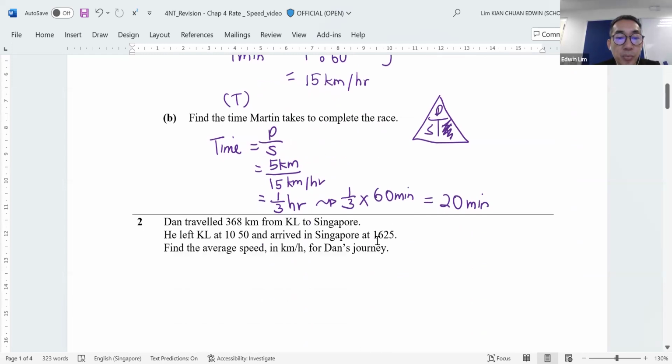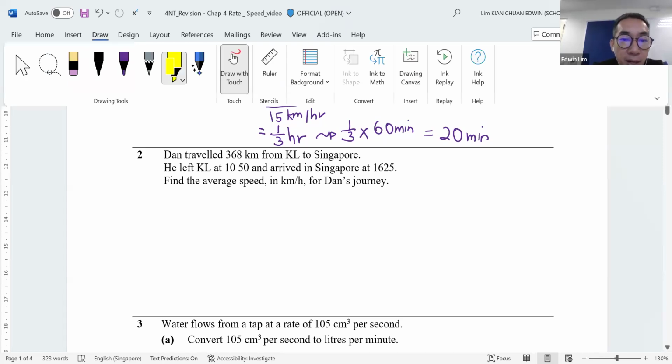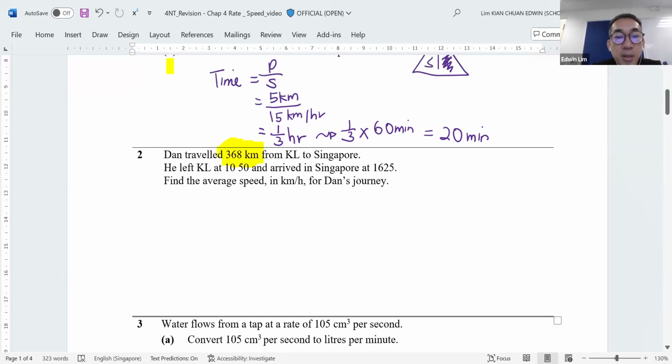Question number 2. Dan travels 368 kilometers from KL to Singapore. He left KL at 10:50 and arrived in Singapore at 16:25. Find the average speed in kilometers per hour for Dan's journey. This question highlights distance, 368 kilometers. The time taken, is it given? But we can find it. We are supposed to find the average speed in kilometers per hour.